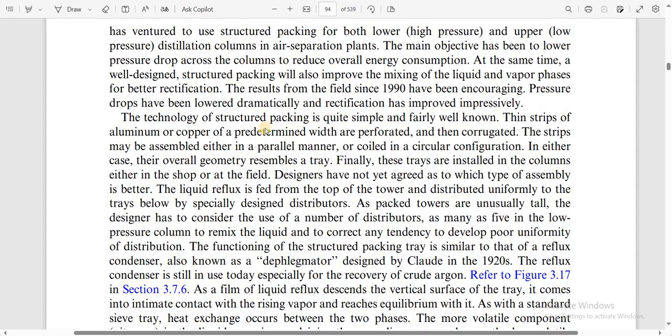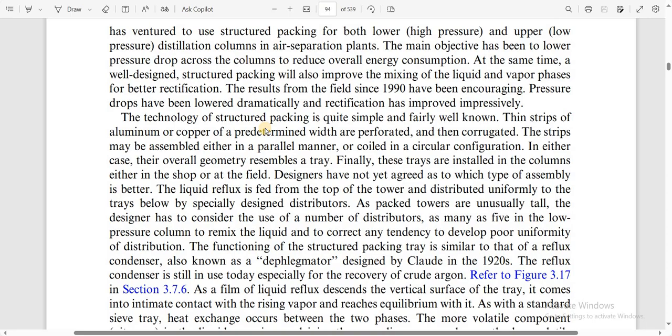The main objective has been to lower pressure drop across the column to reduce overall energy consumption. At the same time, a well-designed structured packing will also improve the mixing of the liquid and vapor phases for better rectification. The results from the field since 1990 have been encouraging. Pressure drops have been lowered dramatically and rectification has improved impressively.